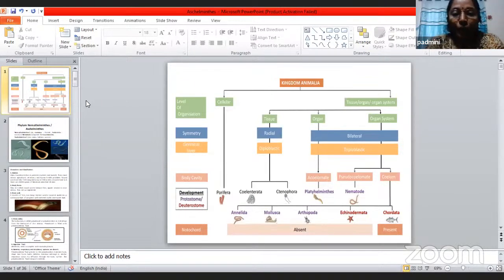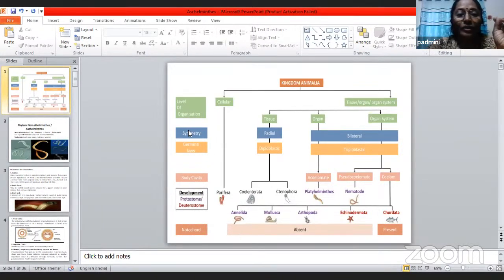What I want you all to understand from this slide is, we have almost talked about porifera, cnidarians, up till platyhelminthes. Under kingdom Animalia, the animals can be divided according to the level of organization: cellular, tissue, organ, and organ system. When we talk about the cellular level, we talked only about poriferans, because they were only made up of cells and not tissues or specialized organs. So only cells were there.